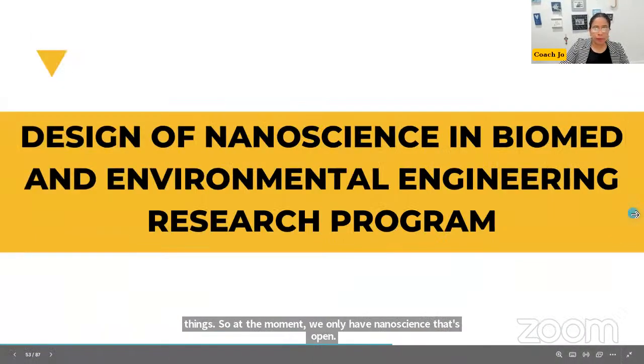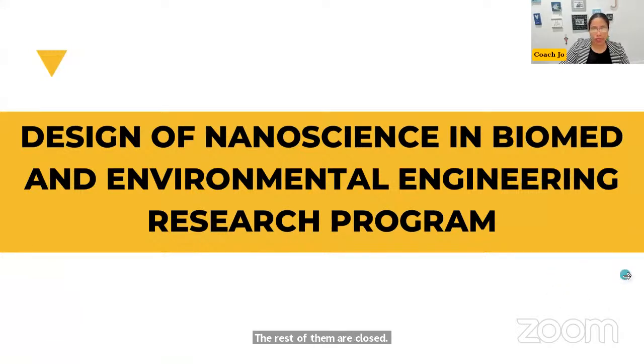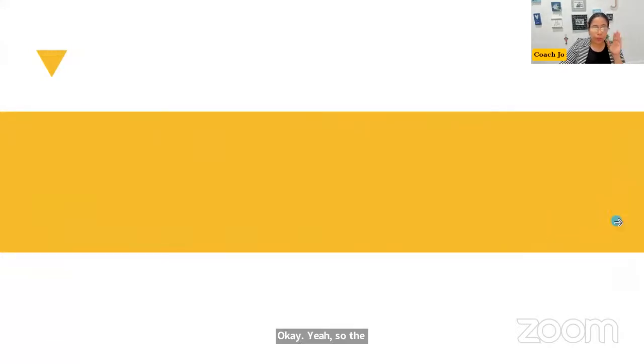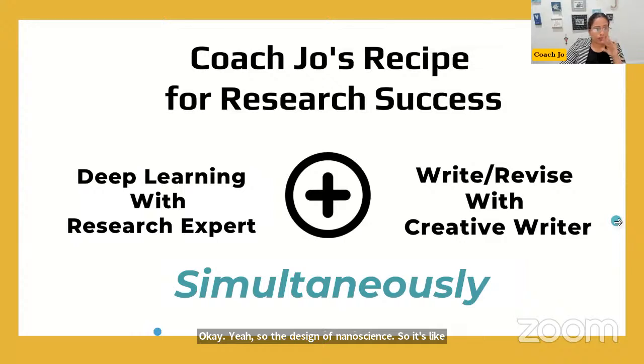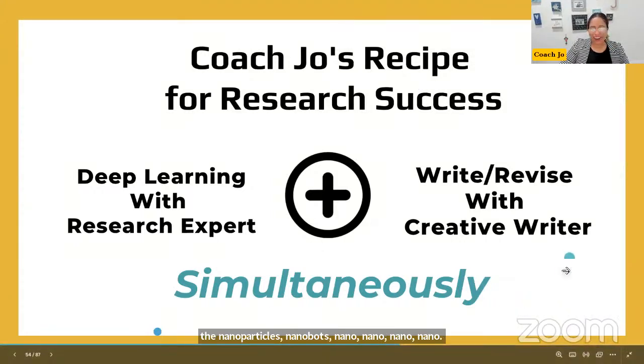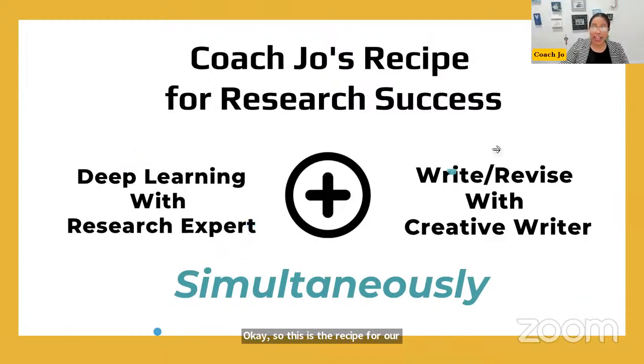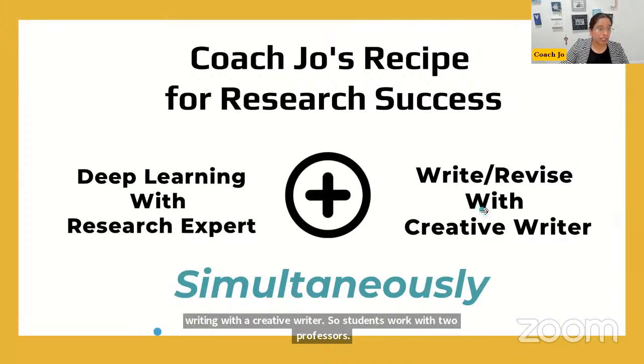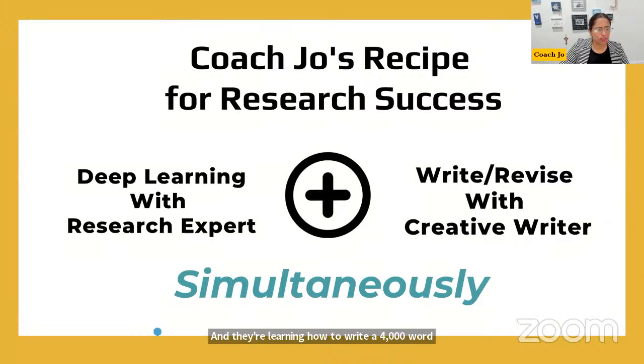So the design of nanoscience is about nanoparticles, nanobots, nano. This is the recipe for our research success: deep learning with a research professor and writing with a creative writer. Students work with 2 professors, and they learn how to write a 4,000-word scientific research paper, which is an exceptional skill to have when you're applying for colleges.